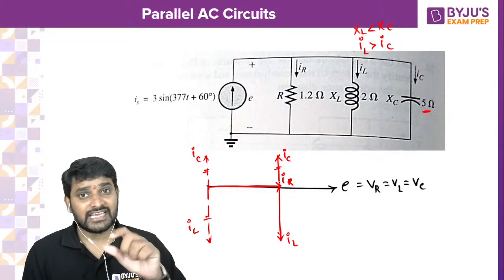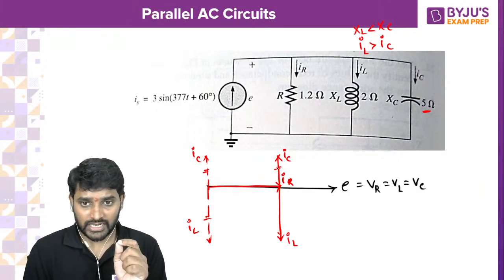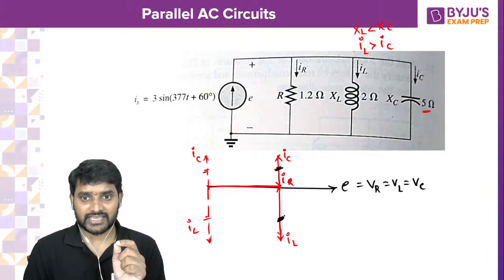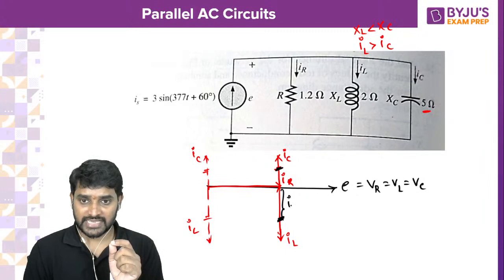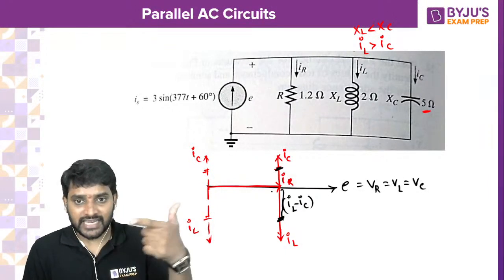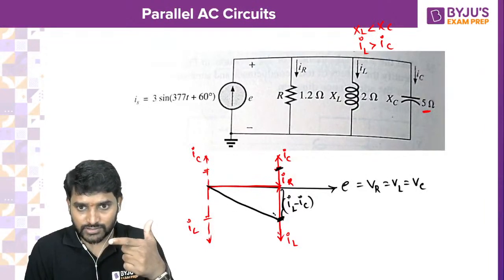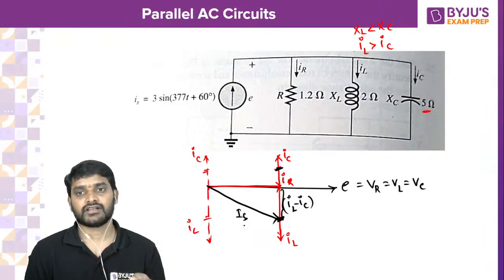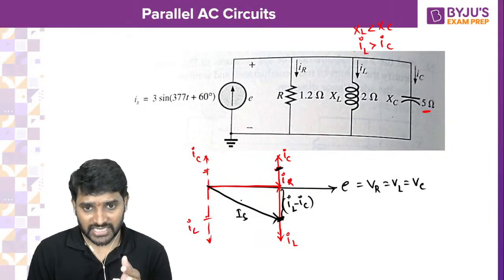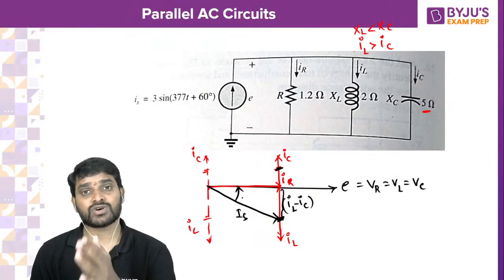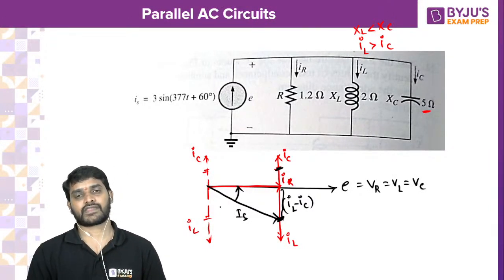Now, IL and IC are quite opposite, so IC and IL can be compensated. So you are going to get IL minus IC. Now, IL minus IC and IR, this resultant is going to be the source current. So definitely the source current is lagging with respect to source voltage by some angle.